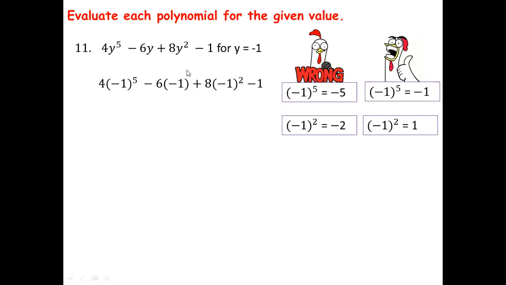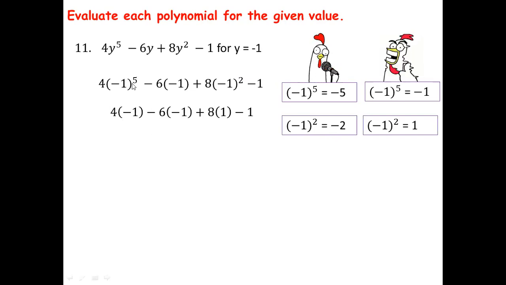So when you rewrite, your equation will be like this: 4 times -1, that's because we solved this exponent and got -1. Then again this is the same. Now -1 square is going to give you a +1 minus 1. So now let's solve this. 4 multiplied by -1 is going to give you a -4. -6 multiplied by -1 is going to be a +6.